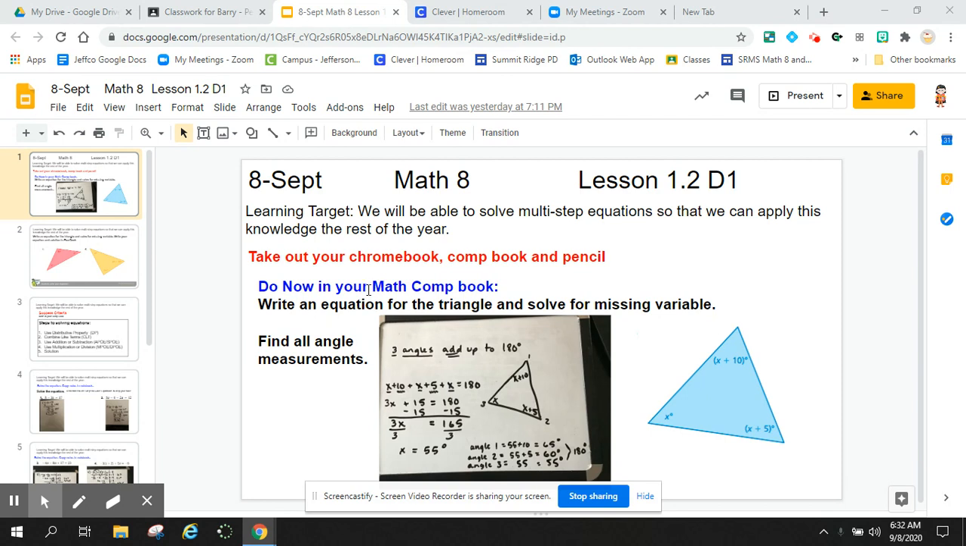So take out your Chromebook, comp book, and pencils. Make sure you always have those. And you're going to need a pen today because we're going to grade our homework from last Tuesday.